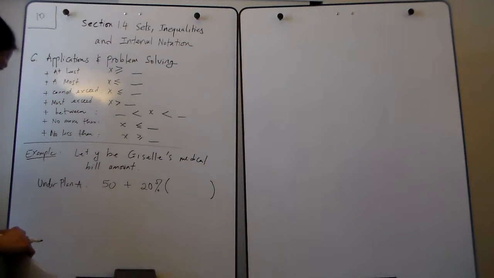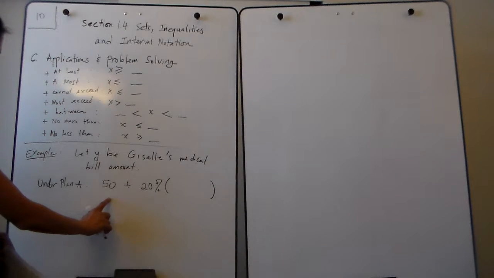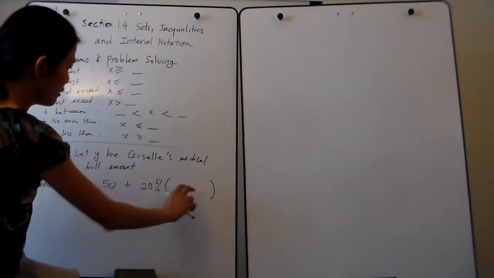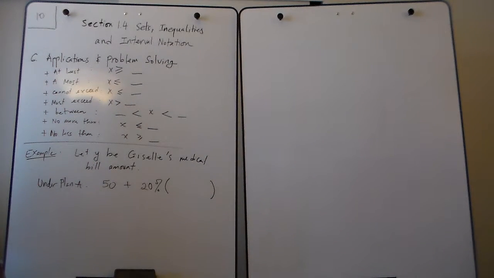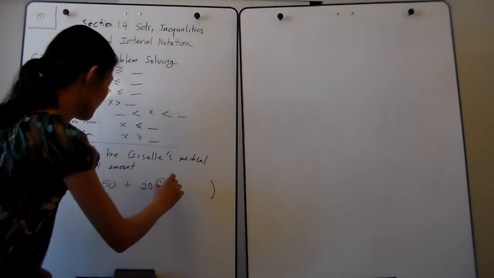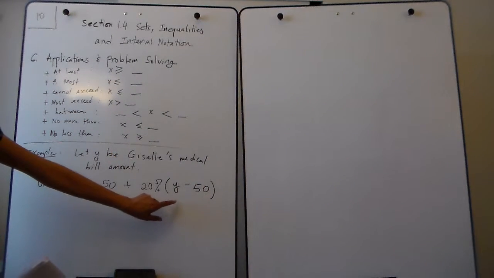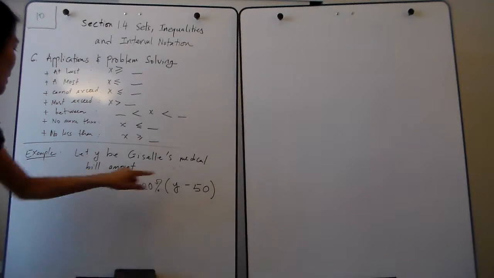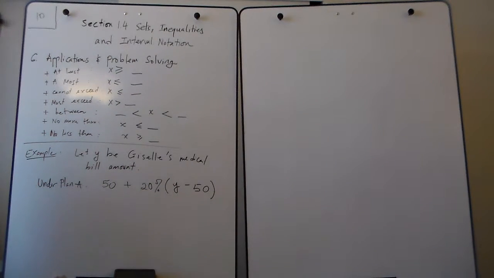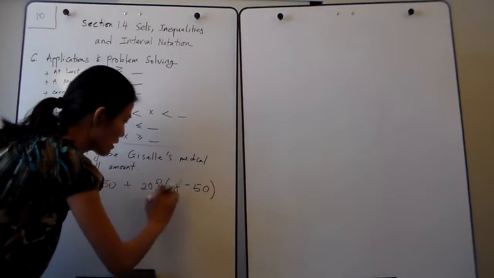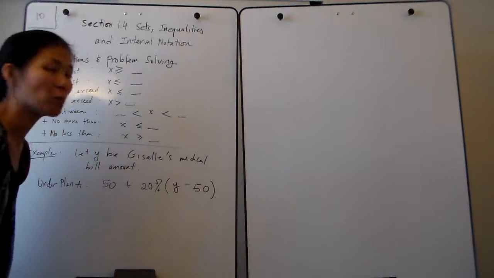So we know that the first bill is $50, right? So how do we plug these values here? We know we let Y be the medical bill amount. We're going to put Y subtract 50. So this is the Gisela medical bill amount, right? Subtract 50. In a sense, Y is the total medical bill she needs to pay. So do you see that if I subtract 50, this is the cost of the remaining medical bill except the first one.